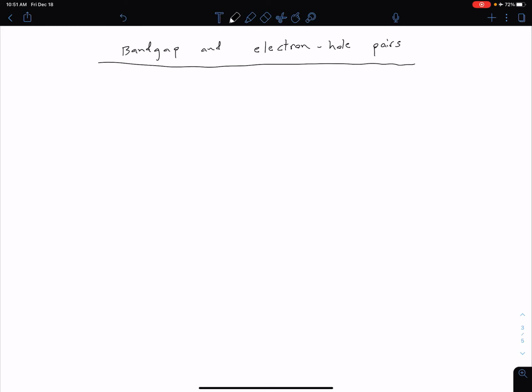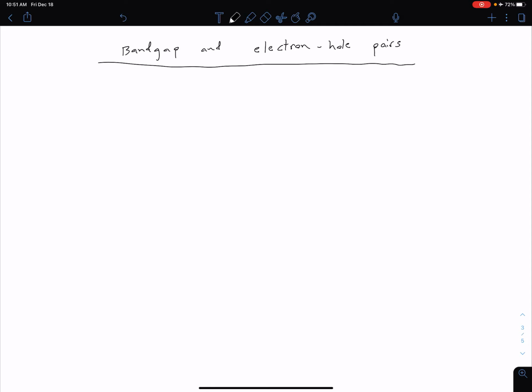In the next couple of videos, we're going to investigate the behavior of our intrinsic semiconductors. And so up here at the top, I have this labeled as band gap and electron-hole pairs. So at the moment, I don't expect any of those words to really make sense, but we're going to explain what's going on here in this video and the next.